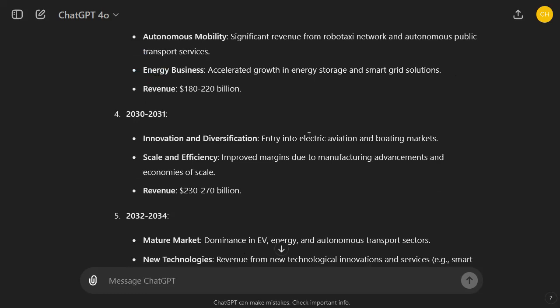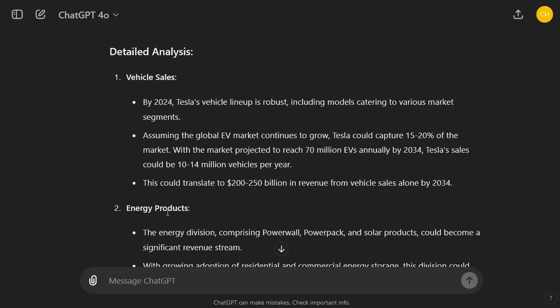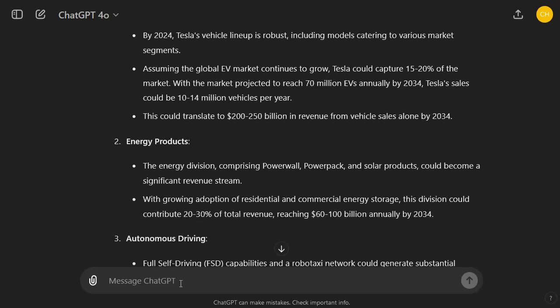And then after that, I wouldn't necessarily agree with this revenue number, because I think it will be higher if we really get a robotaxi network and autonomous public transport services, then the revenues will be significantly higher. But okay. So in 2030 it predicts electric aviation, improved margins due to economies of scale. I would agree. Okay, so this sounds great, right? I mean, it's not too far off.